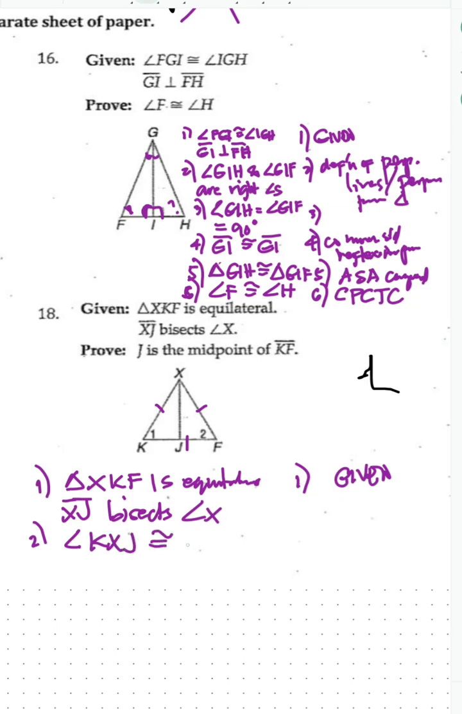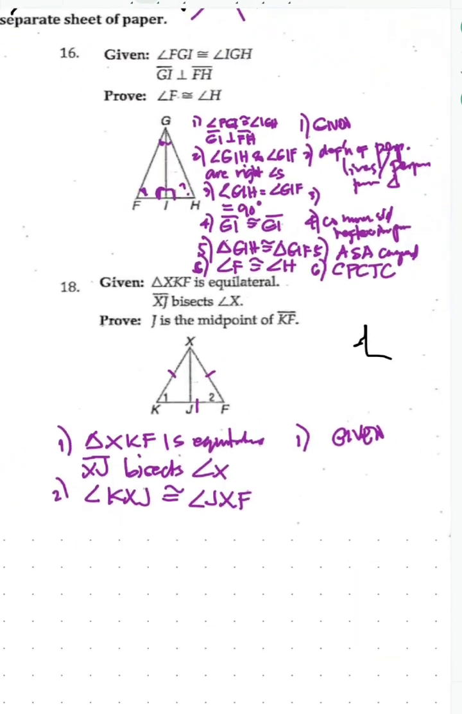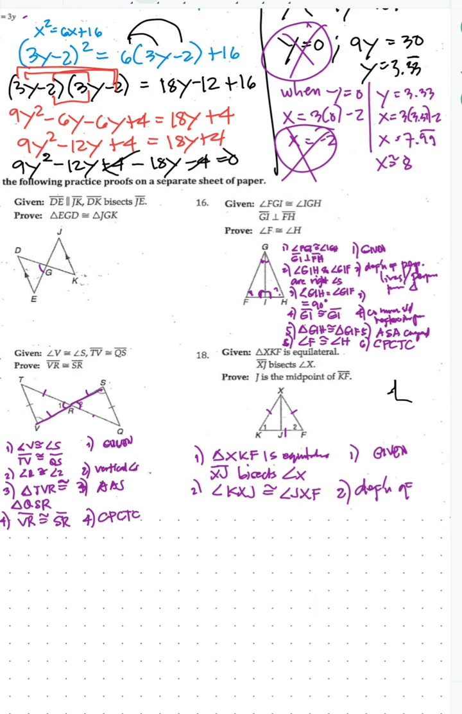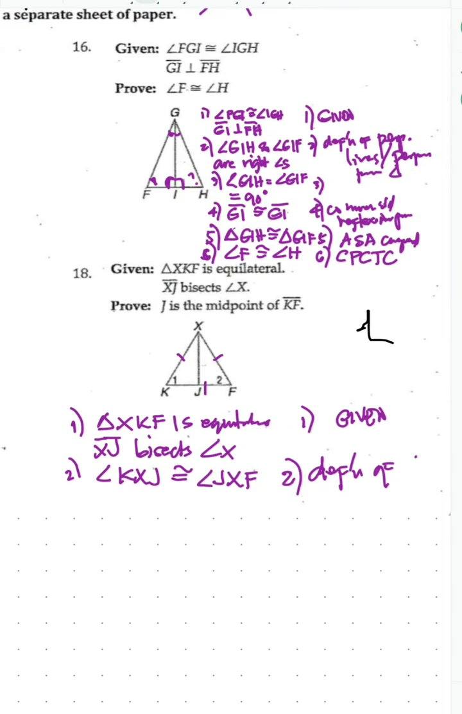is congruent to angle JXF or FXJ. Yeah. What will be a reason? By angle bisector? Yeah. So definition of angle bisector. Angle bisector. And then what are we going to prove next? They share a common side.